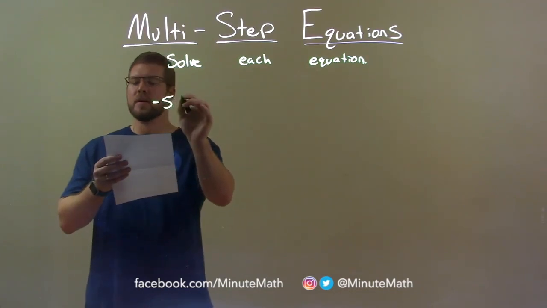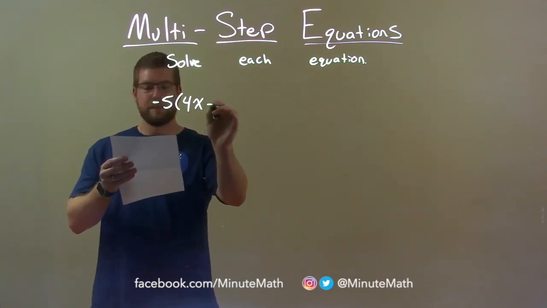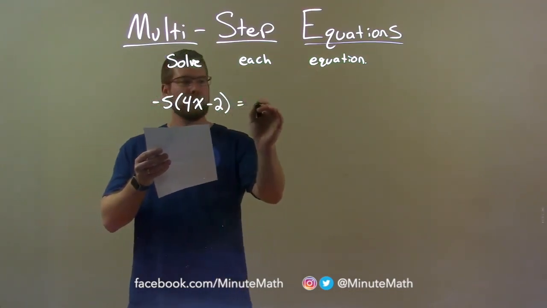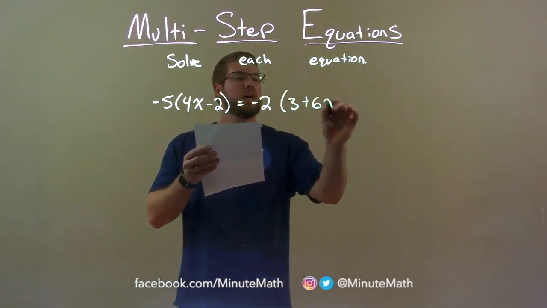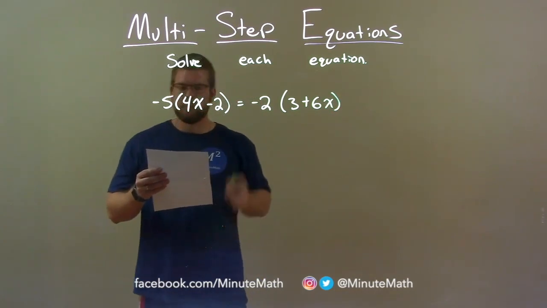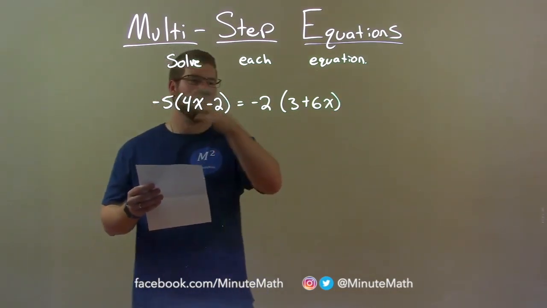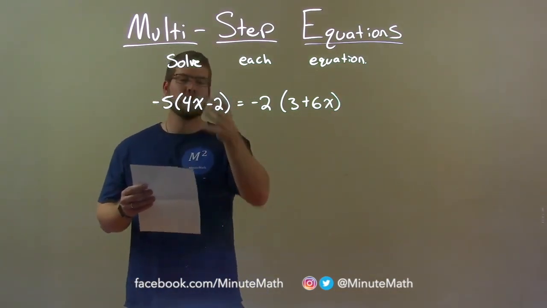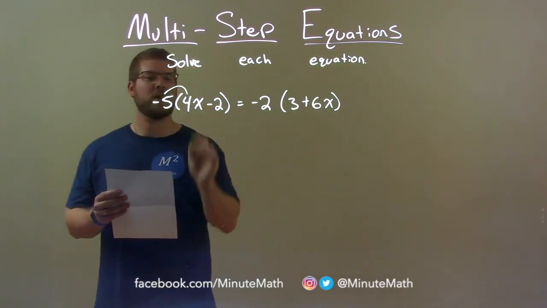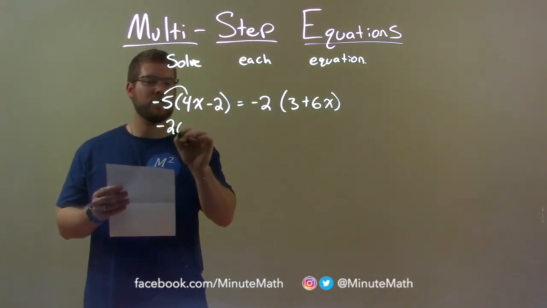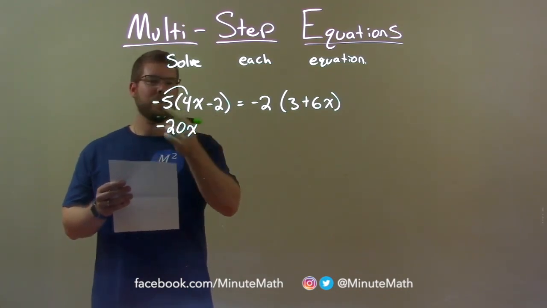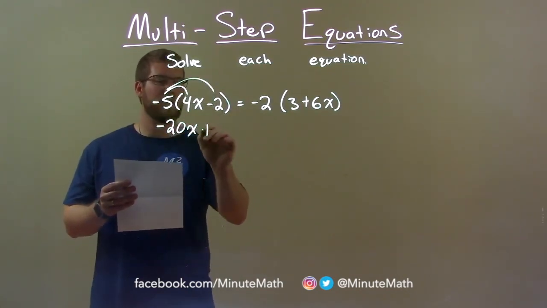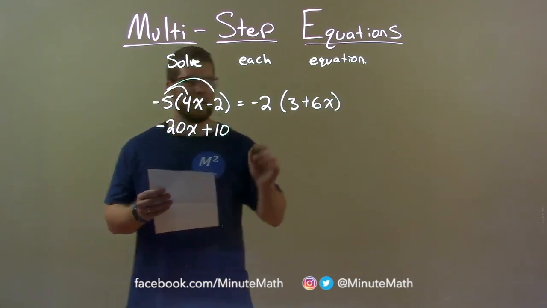Negative 5 times 4x minus 2 equals a negative 2 times 3 plus 6x. First thing I want to do is I'm going to distribute my numbers into each parenthesis. Negative 5 times 4x is a negative 20x. Negative 5 times now is a minus 2, right? Negative times a negative is a positive, so we have positive 10 there. 5 times 2 is 10.